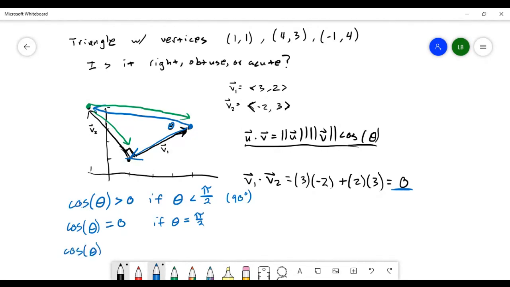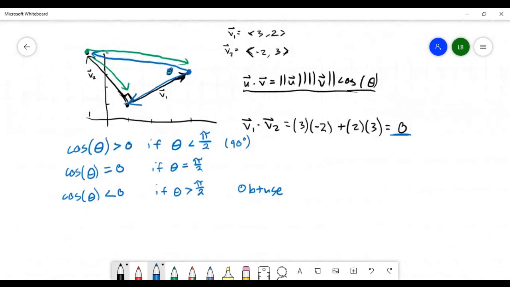The cosine of theta is smaller than 0 if theta is bigger than pi over 2. And this would tell us that we have an obtuse triangle, because of course we can only have one obtuse angle in a triangle at a time. So if you get a dot product that's smaller than 0 and both the vectors originate from the same point, that tells you it's an obtuse angle, so you have an obtuse triangle.